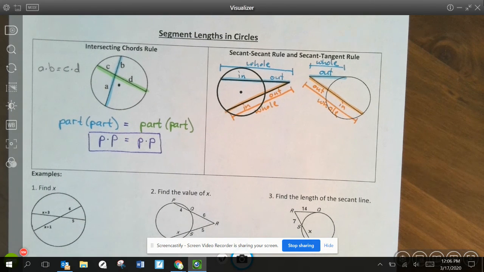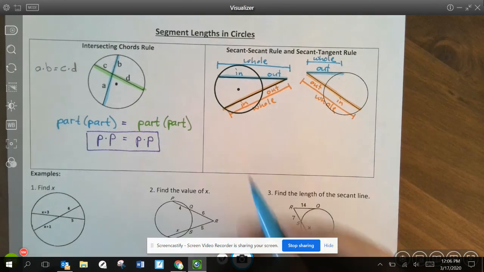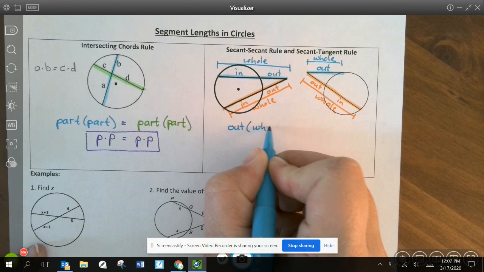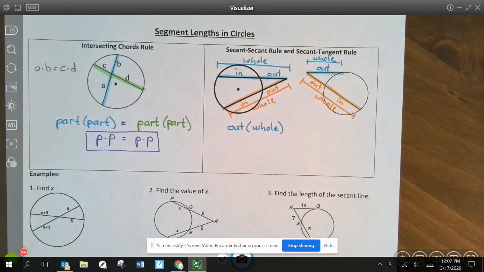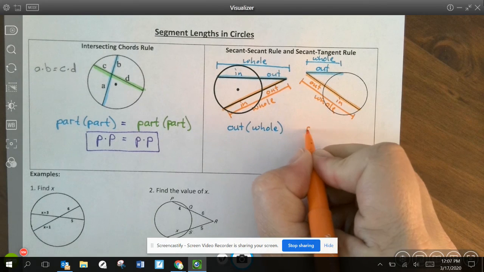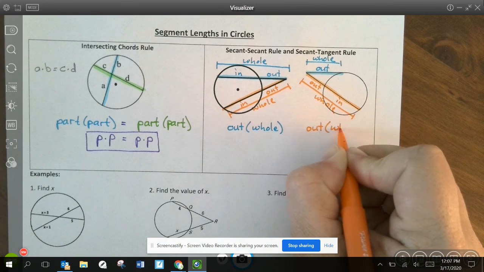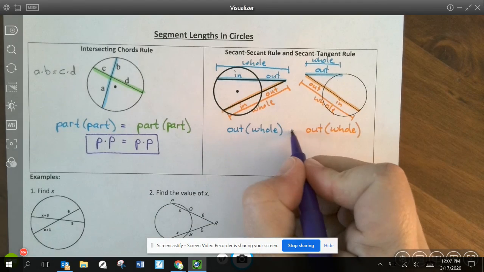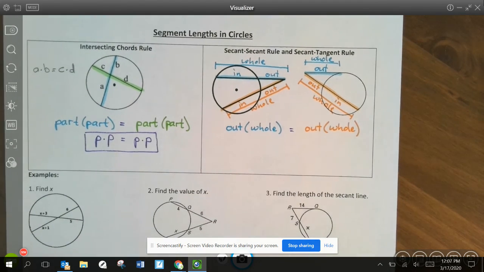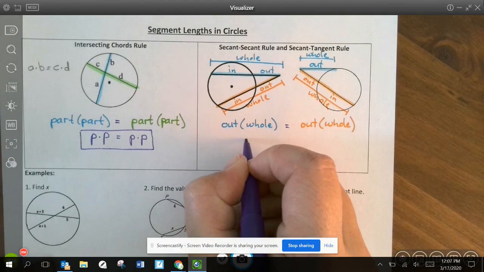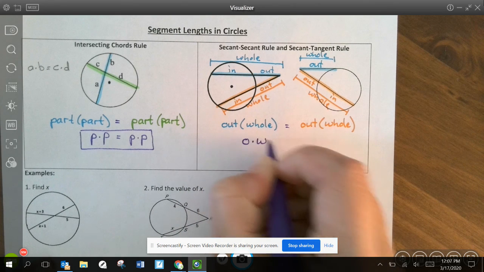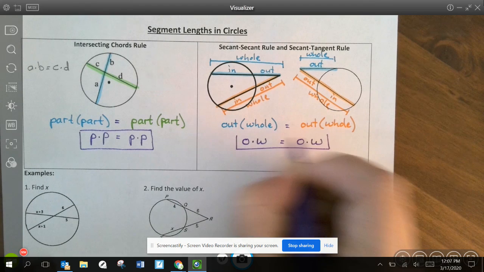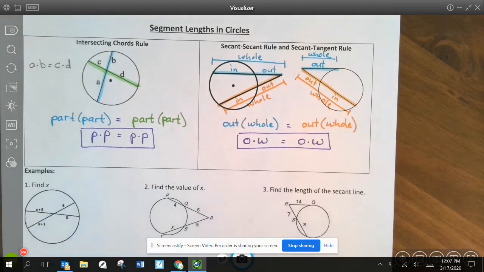All right. So for this formula, what we have to do is take the outside of the blue secant and multiply it by the whole secant. We also have to take the outside of the orange one and multiply it by the whole orange one. And when we do that, they end up being equal to each other. So for this formula, when we shorthand it, this is outside times the whole thing is equal to outside times the whole thing. Or we call this the OWOW formula.